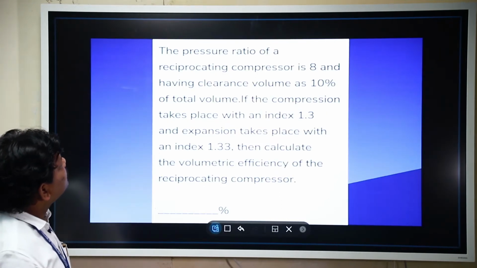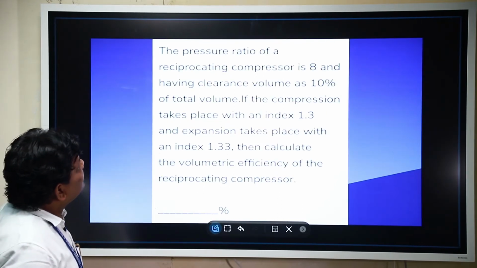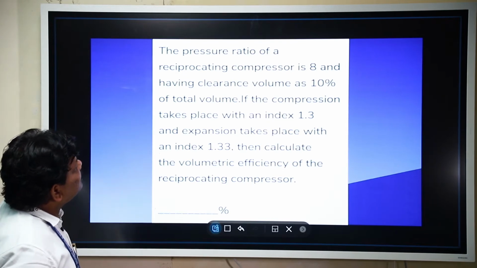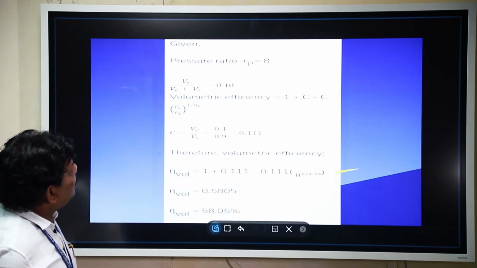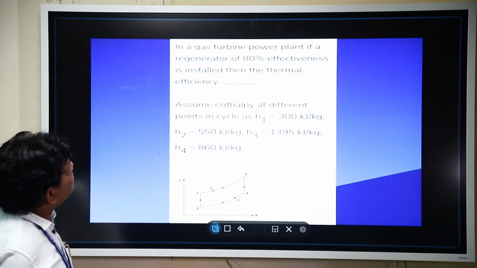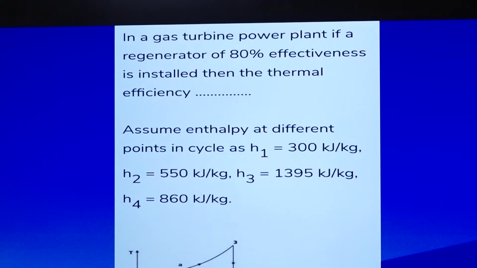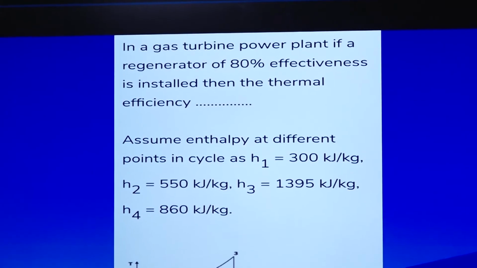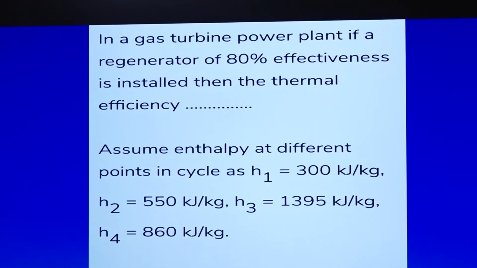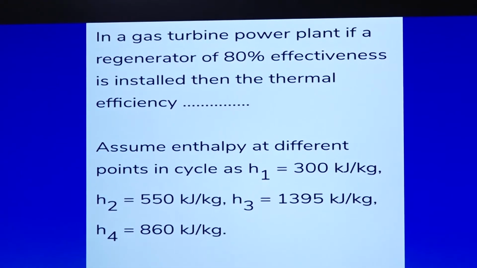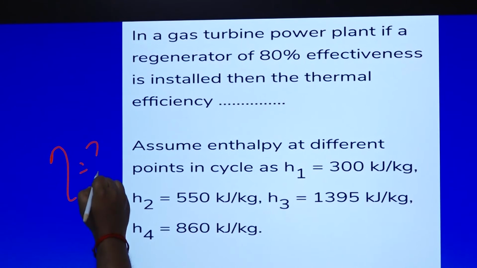The pressure ratio of a reciprocating compressor is 8 and it has a clearance volume. So this is about compressors. And next, in a gas turbine power plant, if a regenerator of 80% effectiveness is installed, then what is the thermal efficiency?